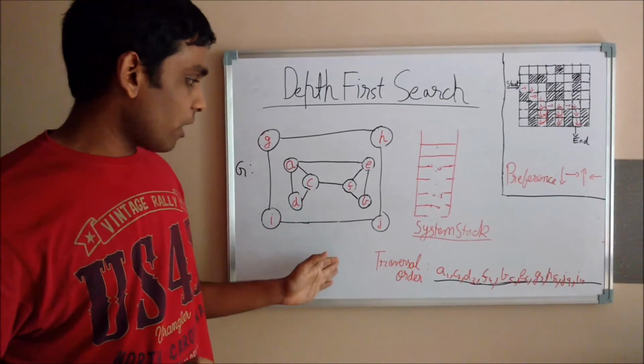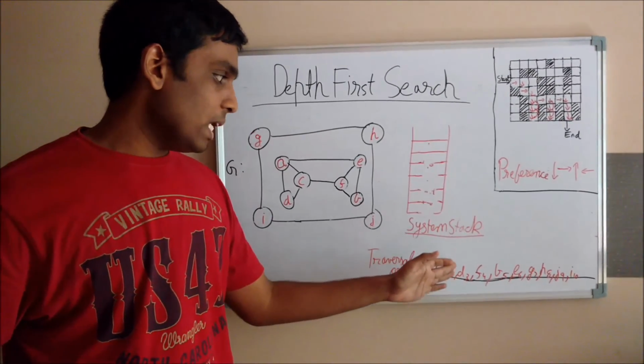And the traversal for this particular graph is A, C, D, F, B, E, G, H, J, and I.